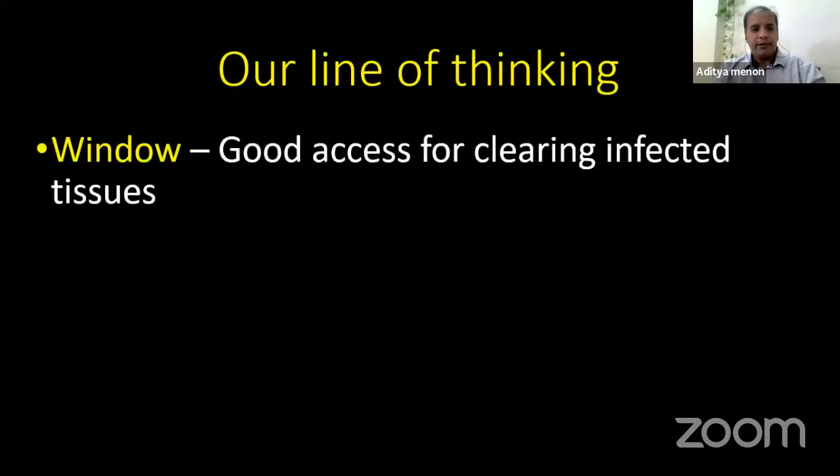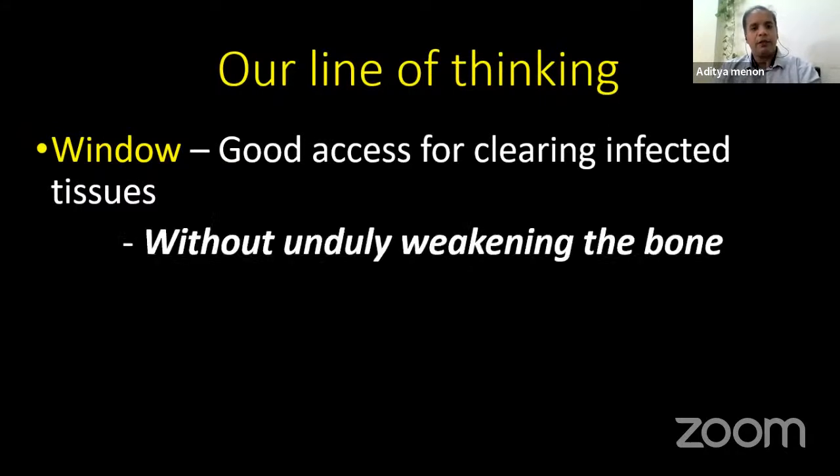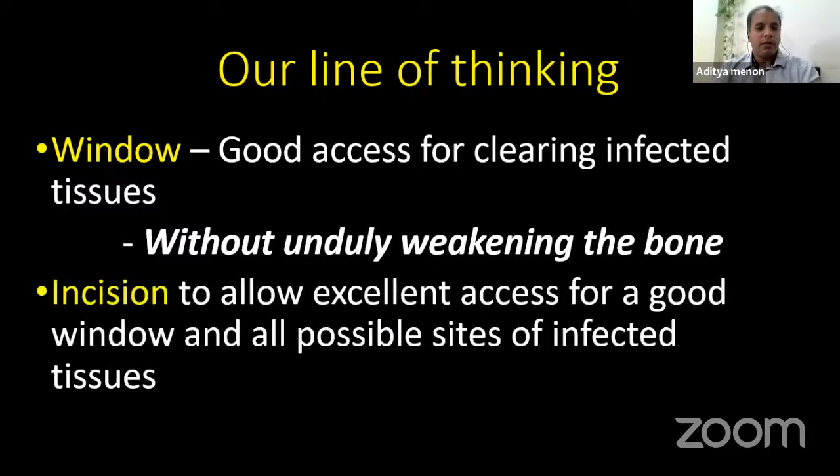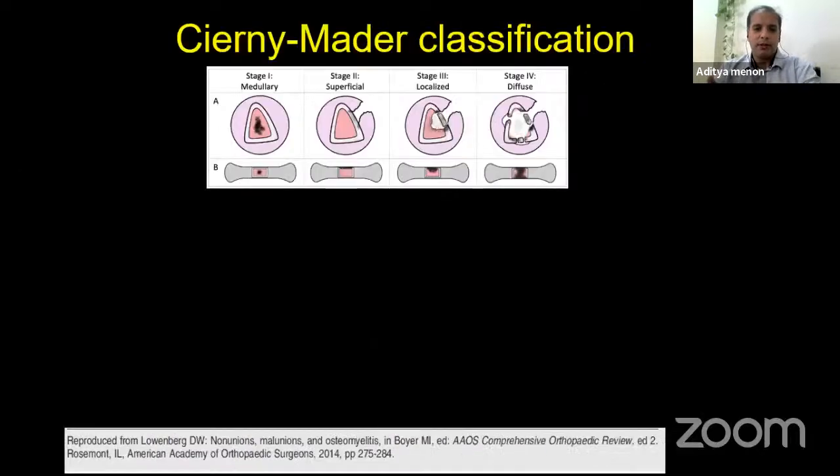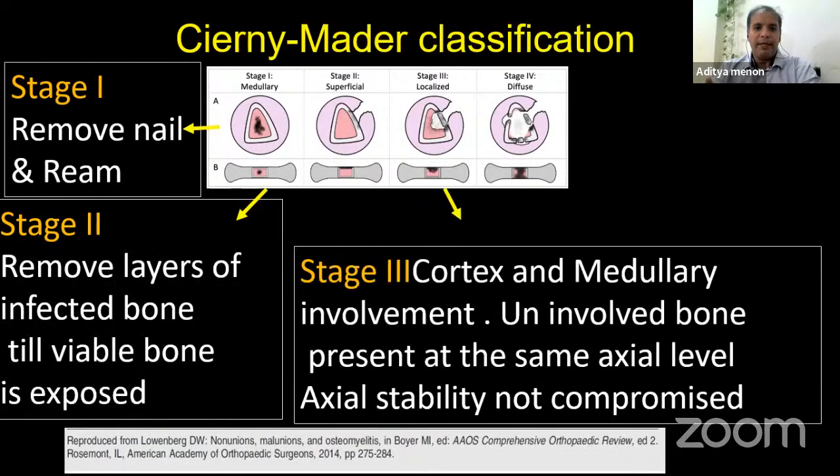Now let's go back to what we did. Our line of thinking was a big enough window is required for good access for clearing the infected tissue without weakening the bone. Like I said, 20%, at the most 25% of the circumference. Incision should be big enough to allow access to the soft tissue as well as the creation of the bony window. Going back to the classification, I've already explained this. There are 4 types. I won't be repeating the same thing again.